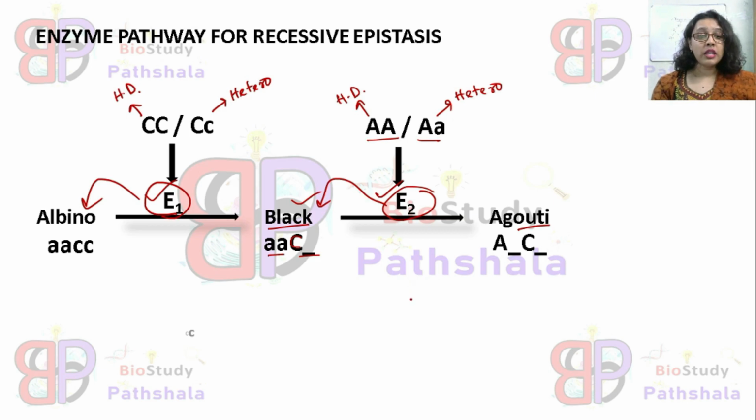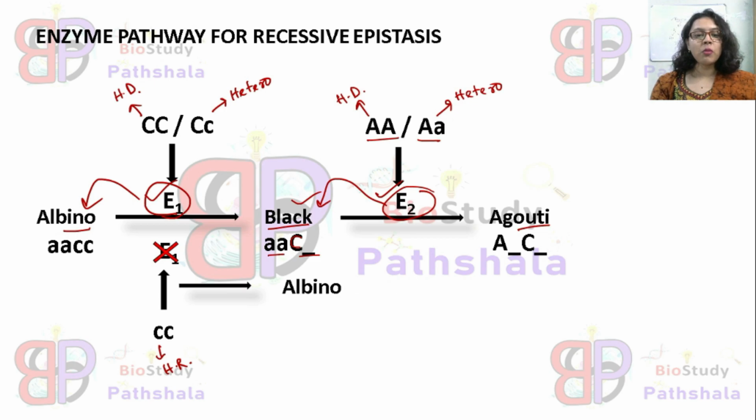Now if small c, that is homozygous recessive condition of C gene, is present, it leads to formation of no functional E1 enzyme. That means if E1 enzyme is absent or if no functional E1 enzyme is present, the albino coloration remains as it is. So this small c product leads to formation of albino again, which is coded by small c, small c.